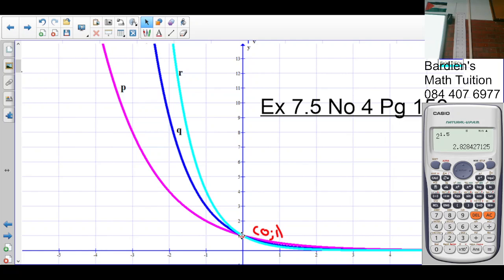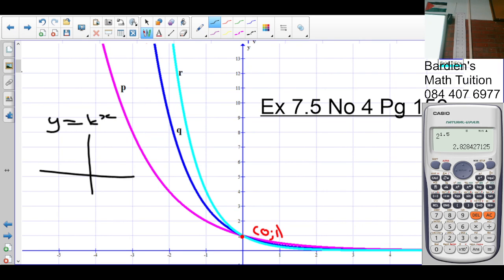C, D. Choose the correct option. Each of the graphs drawn for y is equal to k to the x, for k greater than 0 but less than 1, will be a decreasing exponential graph. The larger the base k, the steeper or less steep the graph will be. As you can see, this was less steep. Why? Because that's now your negative gradient. Okay, so it's less steep.